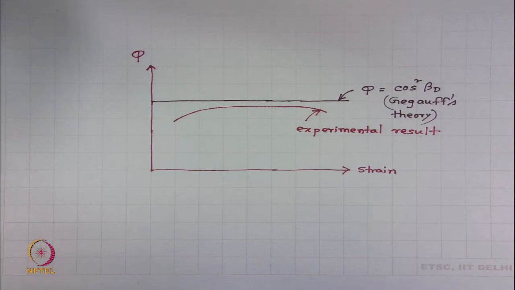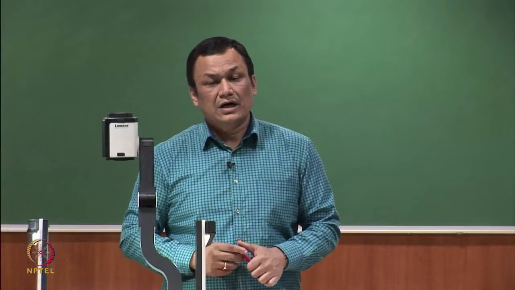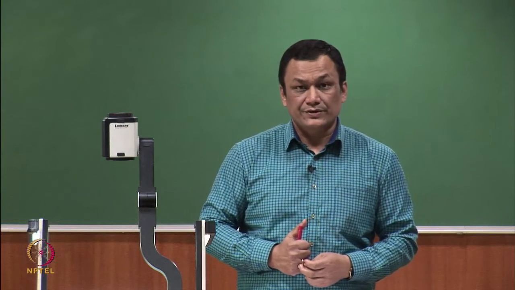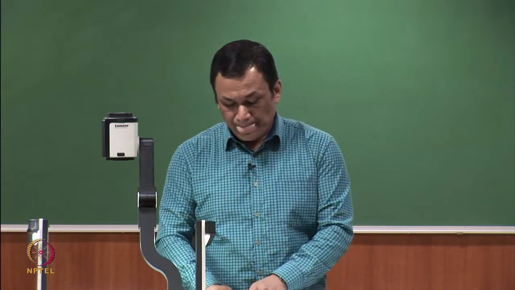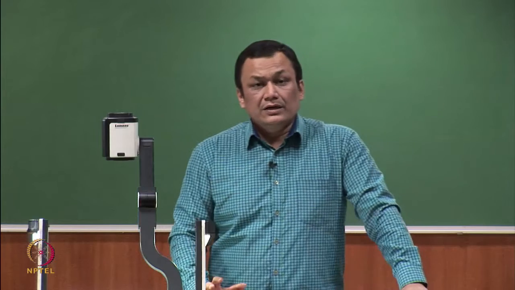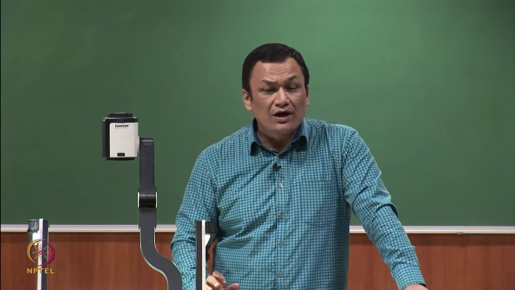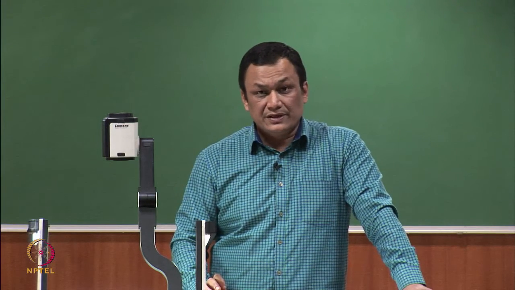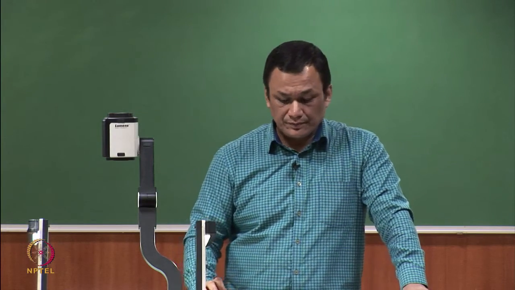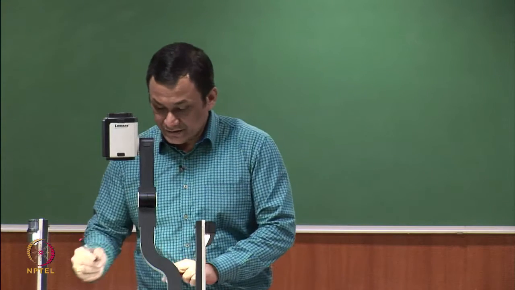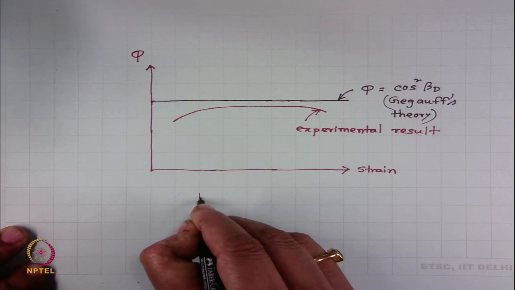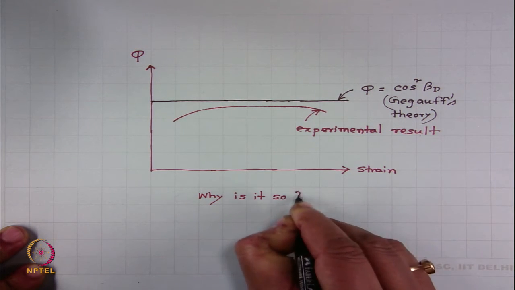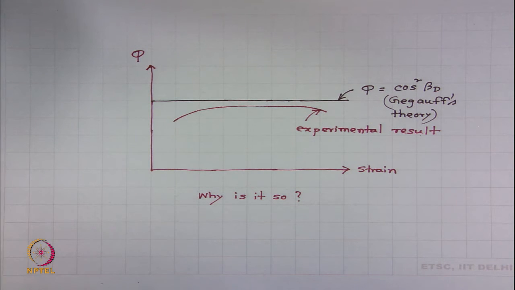What we observe here is that the experimental results are always lower than that predicted from Gagop's theory. So, a yarn always experiences a little lower value of fiber stress utilization experimentally as compared to Gagop's model. Why is it so? This is the question now.